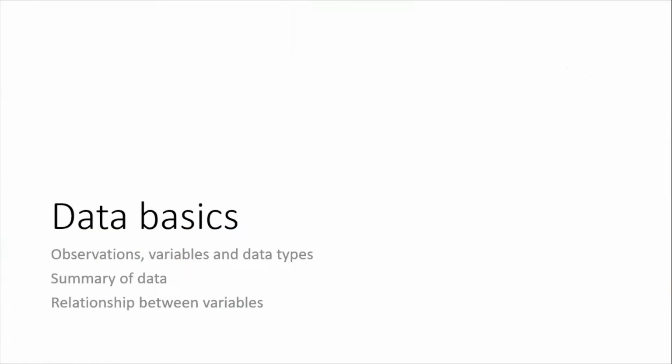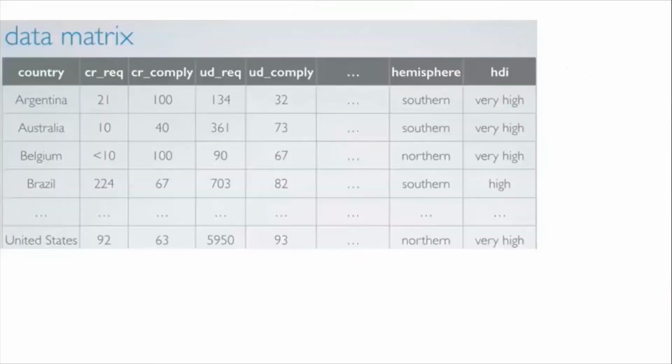So we were talking about data basics, and we were talking about observations, we were talking about variables, and what kind of data types they are. And we will explore how to summarize our data, and we're trying to see the relationship between variables. So we will start looking at this kind of data.